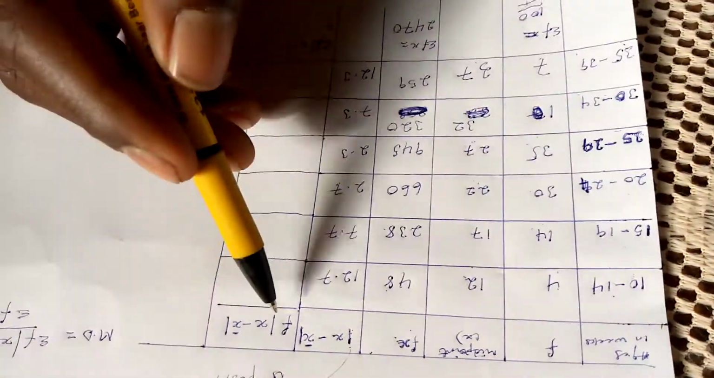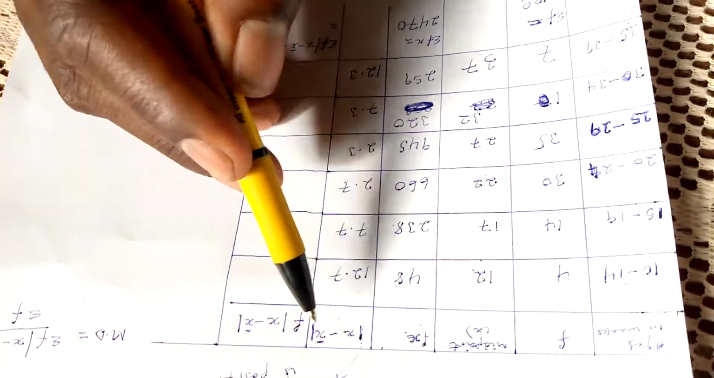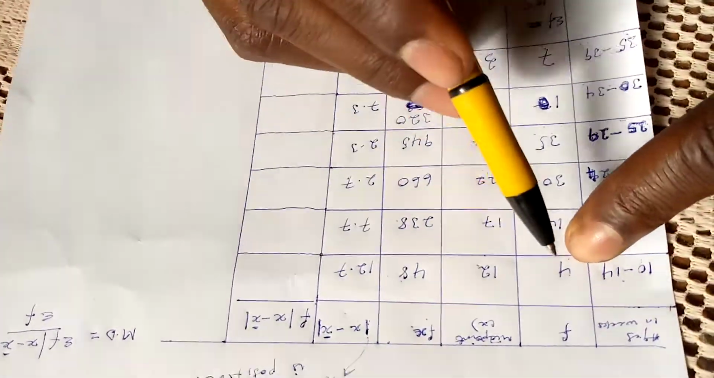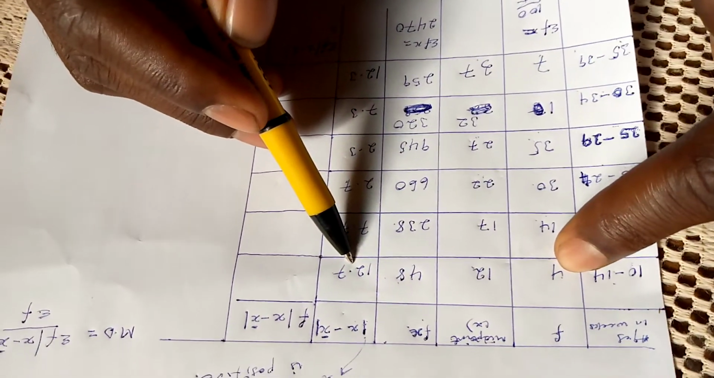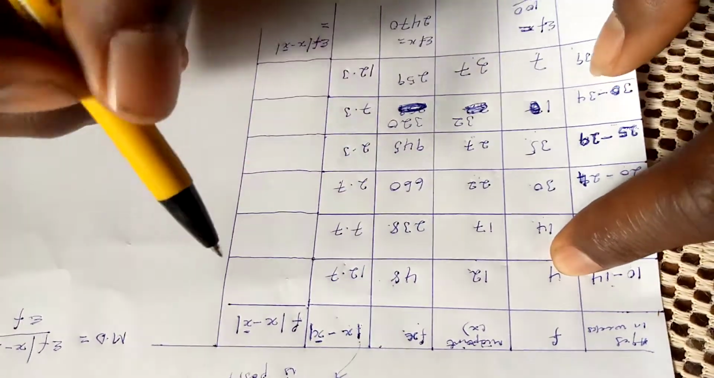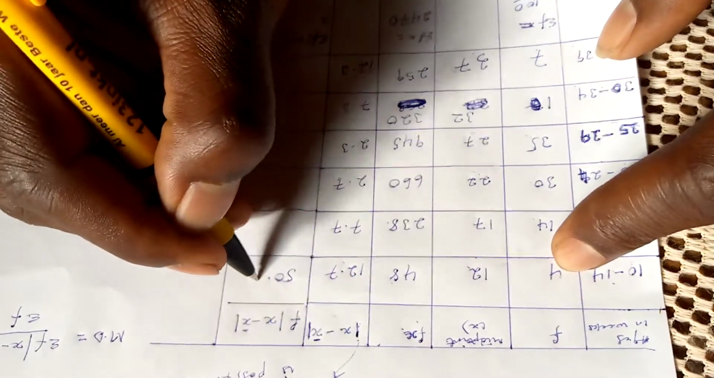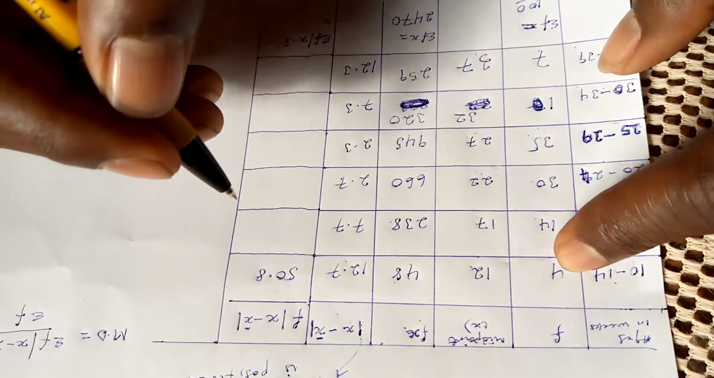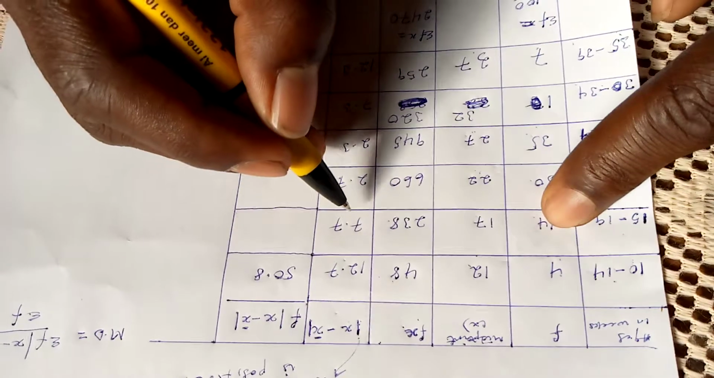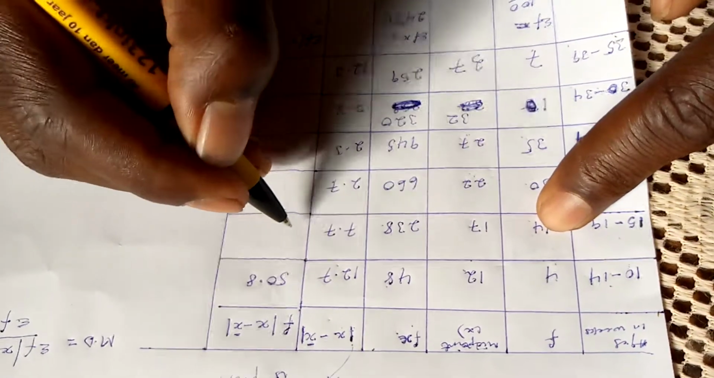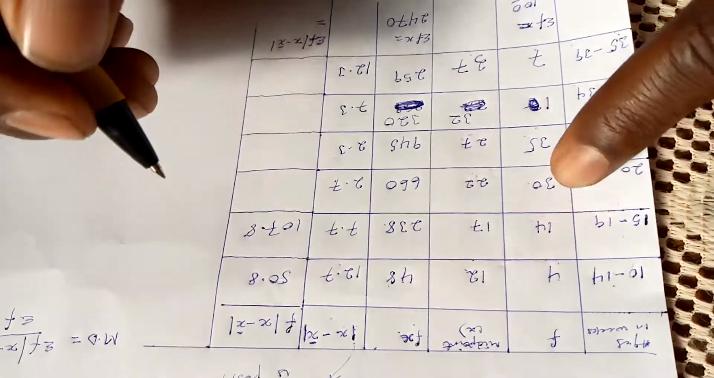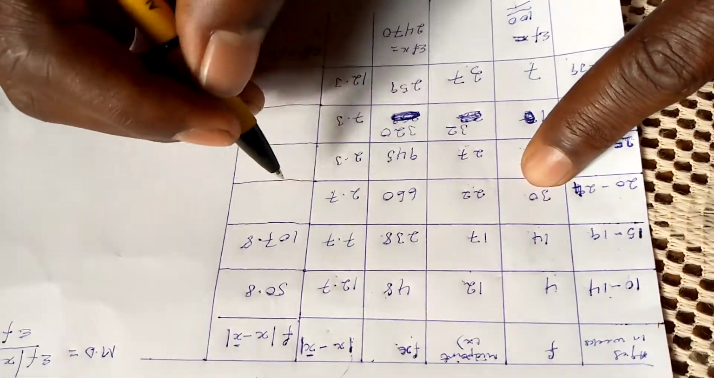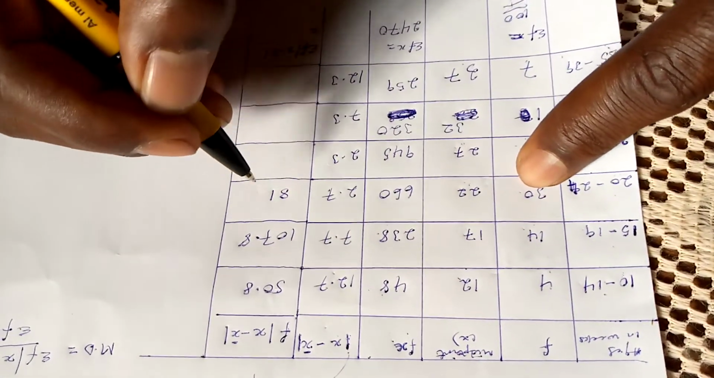Now we look at this. This one means f times this column. And what is f? F is the frequency. So when you have 4 times 12.7, that will give us 50.8. And the same thing, 14 times 7.7 will give you 107.8. And 30 times 2.7 will give you 81.